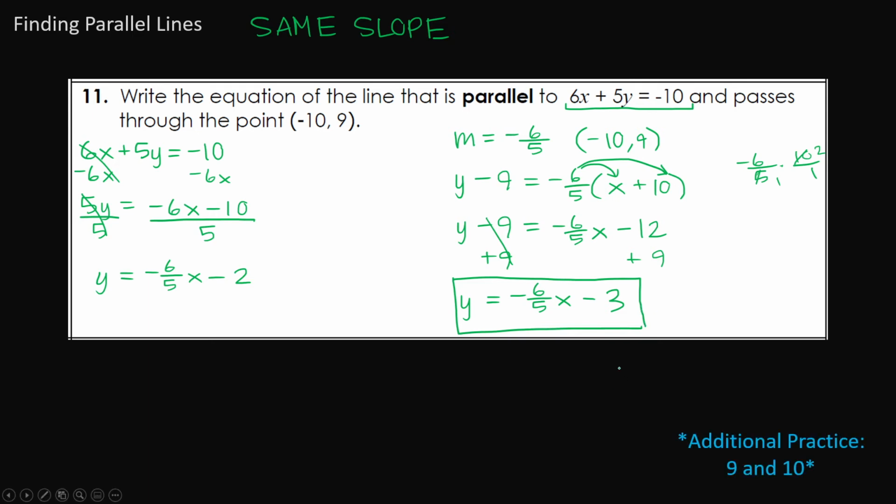For additional practice with finding lines parallel to given lines that go through a certain point, try out problems 9 and 10.